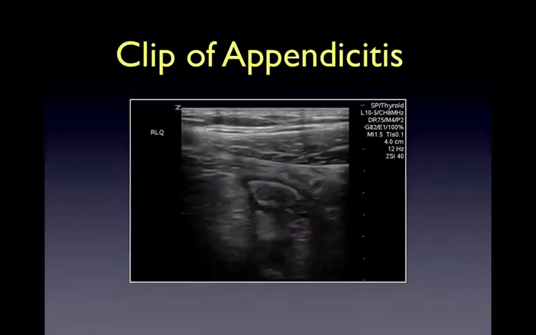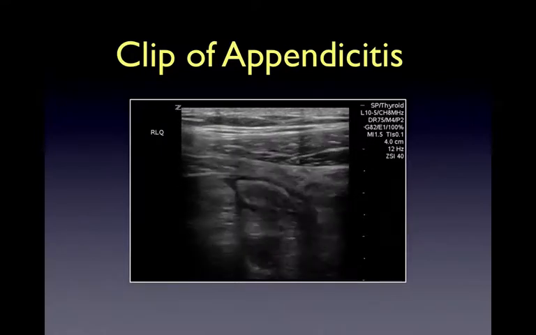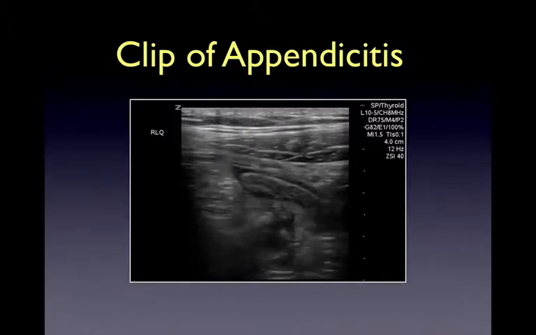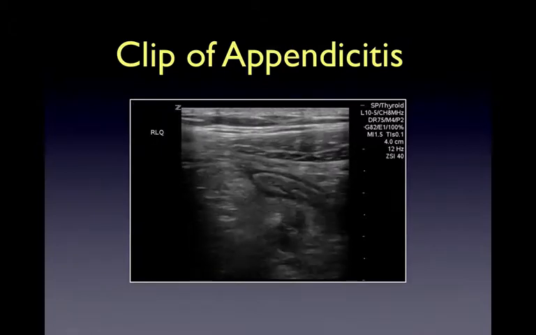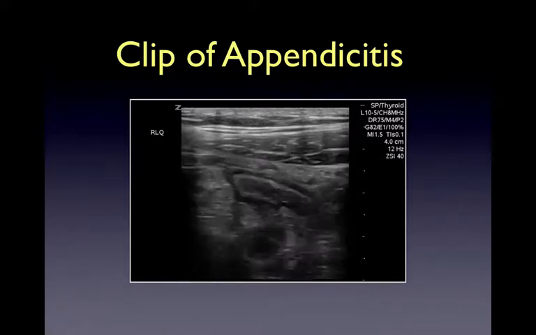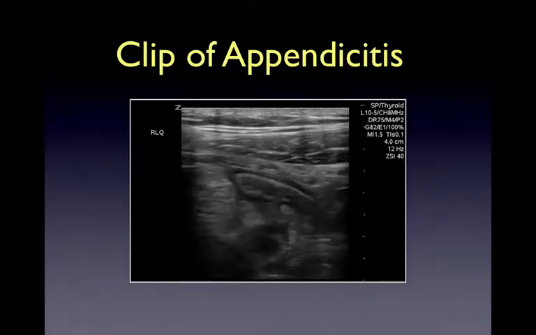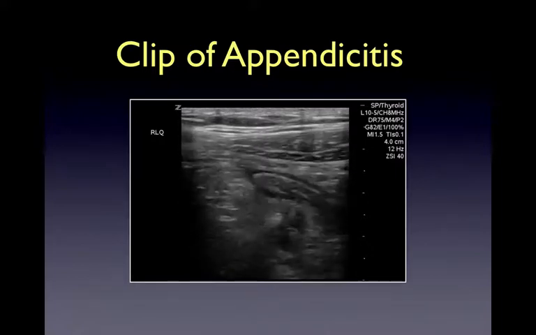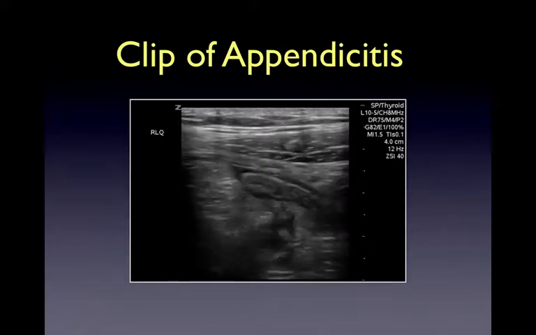Putting it all together, this is a clip showing appendicitis as a blind-ending tubular structure being compressed in real time and not quite budging. It is right underneath the bright white line of the peritoneum and above the iliac vessels and medial to the psoas muscle. You can also see it's quite inflamed and surrounded by free fluid.